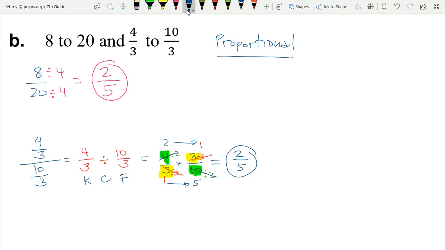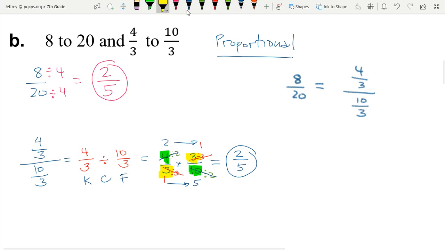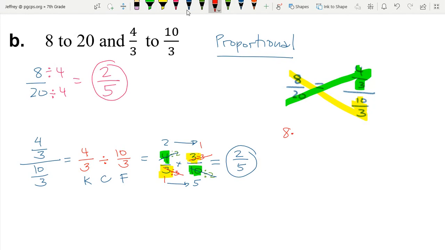Now, if you ask me, can we do cross products with this fraction? The answer is absolutely. So I'll show you. 8 over 20 is equal to 4/3 over 10 over 3. Remember, we're going to cross multiply, right? So we're going to multiply these. I'm going to use green on the other side, and we're going to multiply these and see if it's the same. I'm going to use red now, so you won't get confused. There you go. 8 times 10 over 3. Remember, a whole number has a denominator of 1.